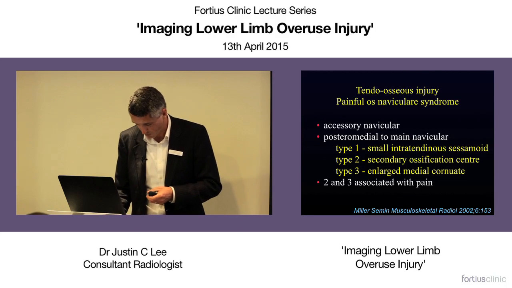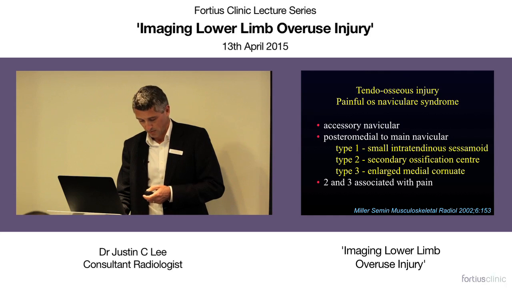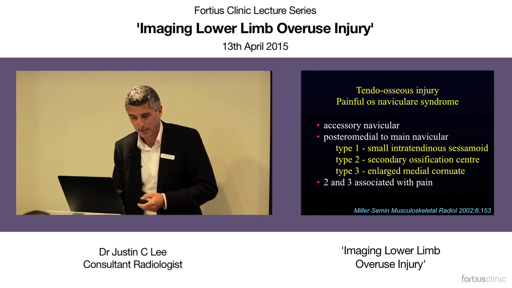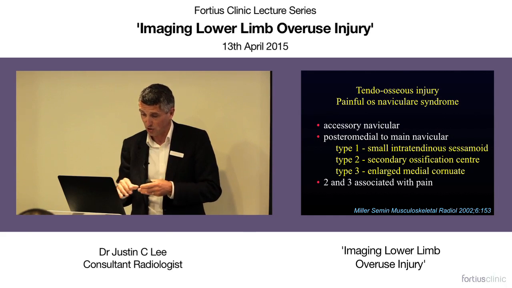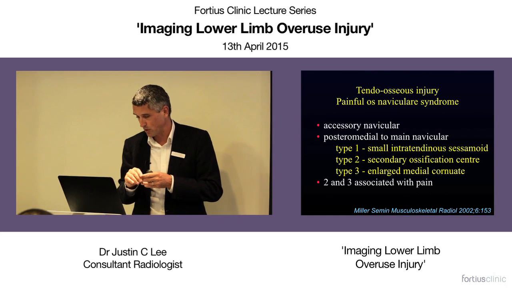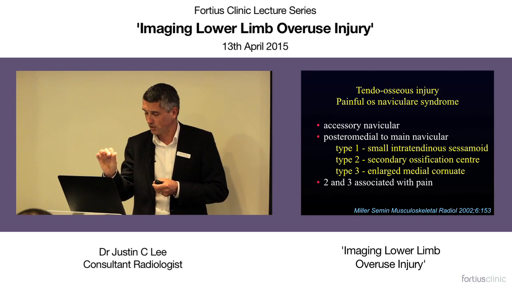a more specific, a lower proportion of the injuries that we see. But I just want to talk about it because I think it's interesting. And it's to do really with an accessory bone in the tibialis posterior insertion. And there are 3 types, supposedly. Type 1 is quite interesting because I describe that as the sort of mini kneecap inside the tendon.